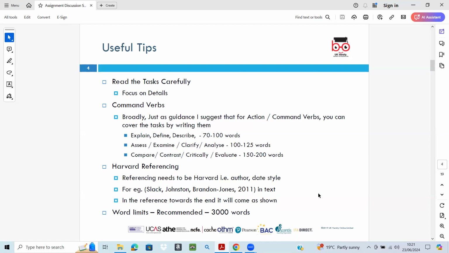So if we follow these tips, including focusing on command verbs for task execution, applying the Harvard referencing style correctly, and staying within the word limit, we can enhance the quality of our assignment and present a well-structured and academically sound piece of work. So we need to follow all these tips.